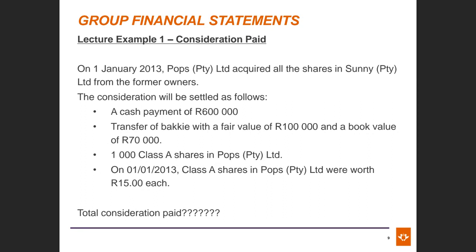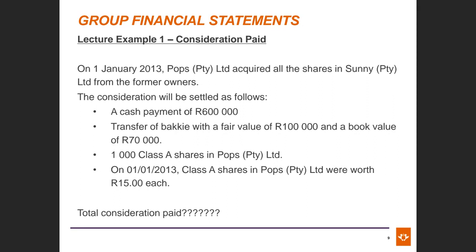But first, let me ask you this. The first thing you need to do is identify who is the acquirer. Who is the parent company in this situation? Is it Pops or is it Sunny? Who is the acquirer? Okay, well done. The acquirer, also known as the parent company, is Pops Pty Limited. Remember, that is the first thing you need to do, identify who the acquirer is. In this situation, it is quite obvious who the acquirer is.